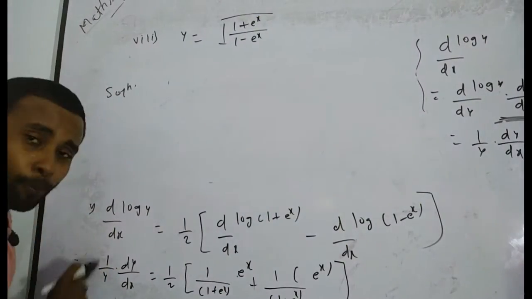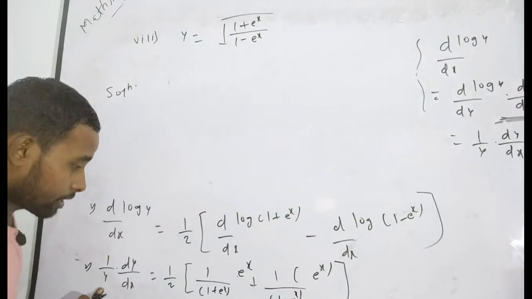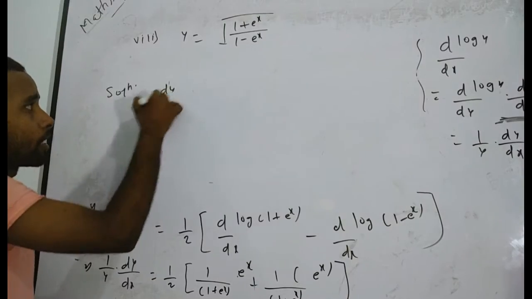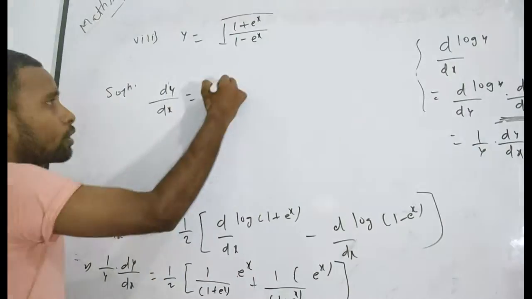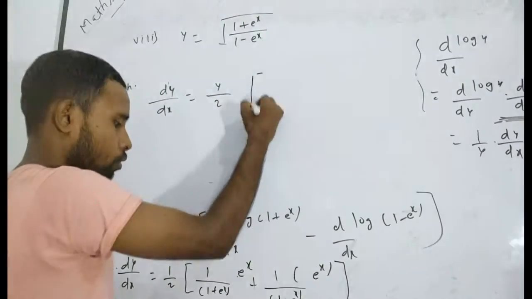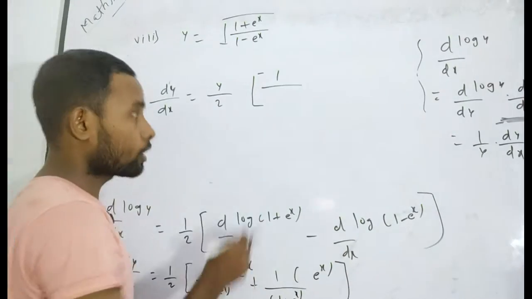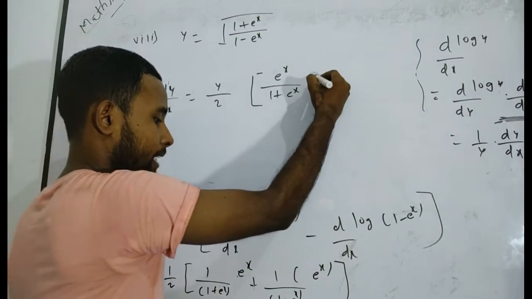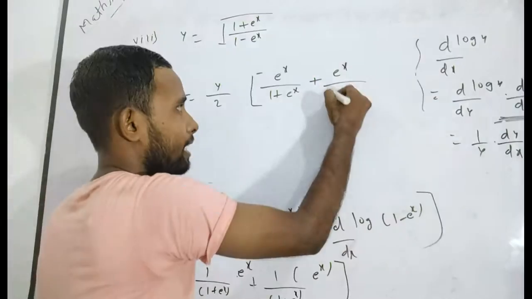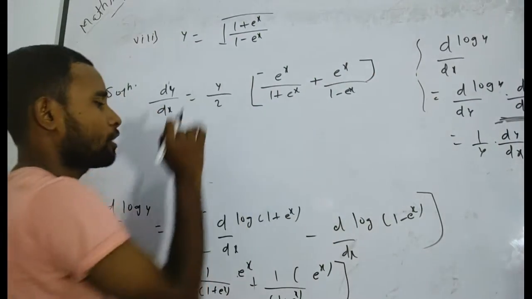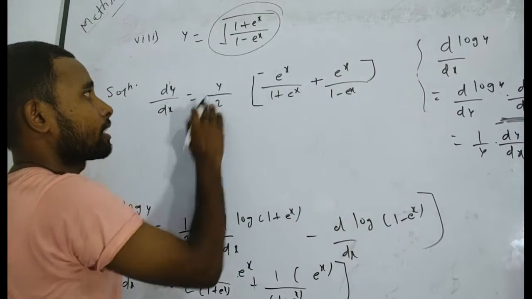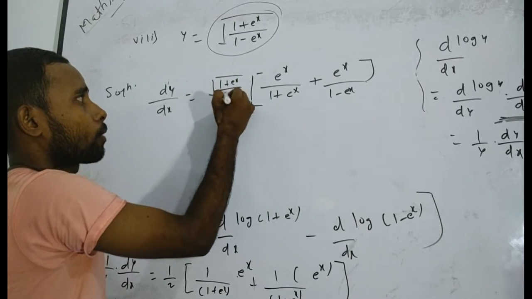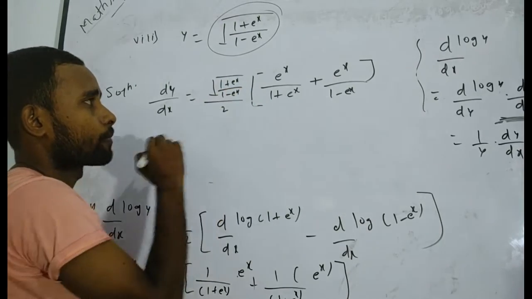Now here, when this term goes to the right side, it will be what? It will be dy/dx is equal to y by 2 into e to the power x upon 1 plus e to the power x plus e to the power x upon 1 minus e to the power x. What is the value of y? Value of y will be this. So can I write directly here, square root of 1 plus e to the power x divided by 1 minus e to the power x. This is your dy/dx.